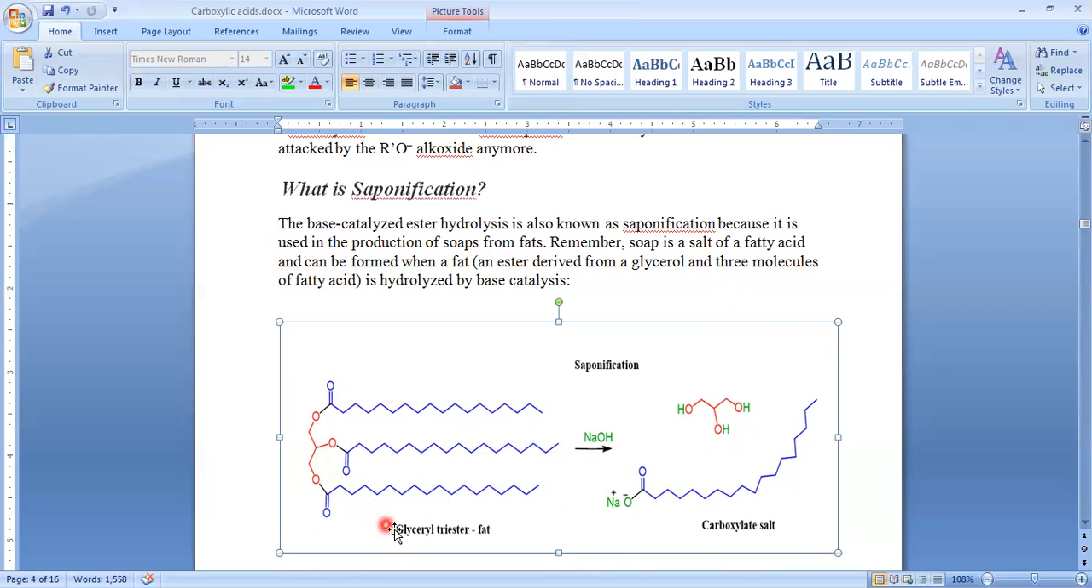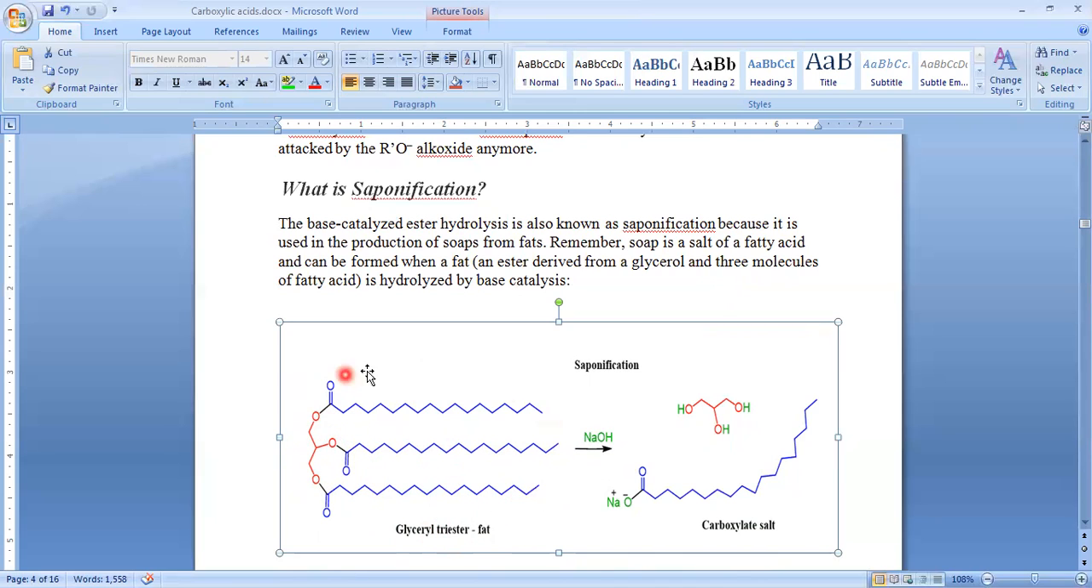So this is glyceryl triester fat. Glyceryl, this is glyceryl. CH2OH, CHOH, CH2OH. This is the glycerol molecule, mentioned in red color. So this is an alcohol. This glycerol is attached to 3 fatty acid molecules, so thereby we get the ester.